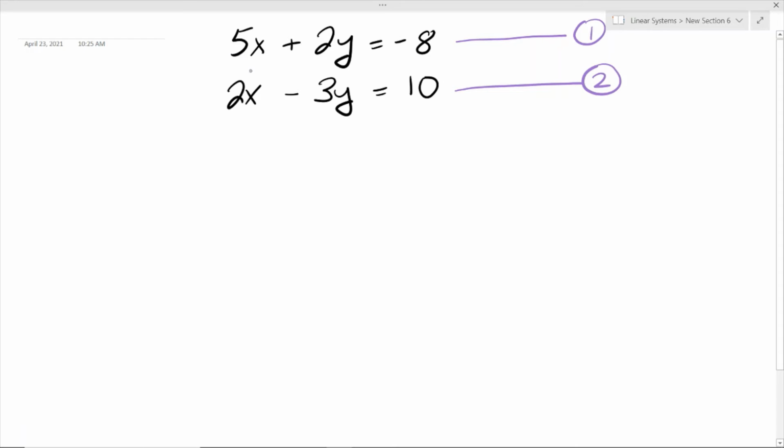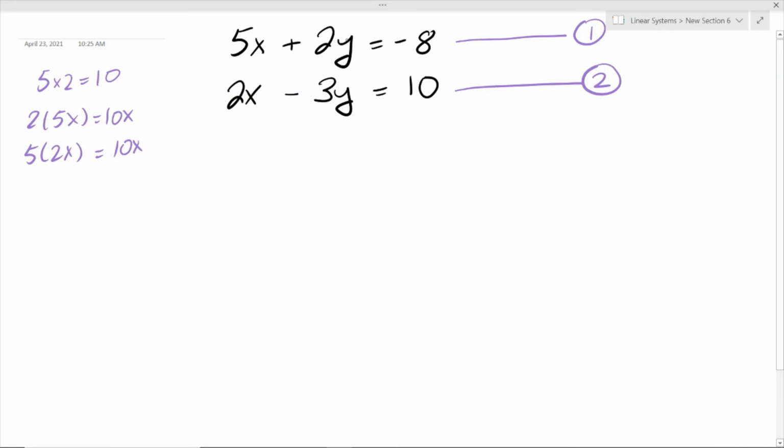So to eliminate x, what I'm going to have to do is make sure the coefficients are the same. Here it's 5 and 2, right? And I can do 5 times 2, which gives 10. So I can take the first equation and multiply it by 2, because 2 times 5x gives me 10x. And then I can take the second equation and multiply it by 5. So 5 times 2x gives me 10x. And hey, that's going to be the same, so that's ideally what we would like.